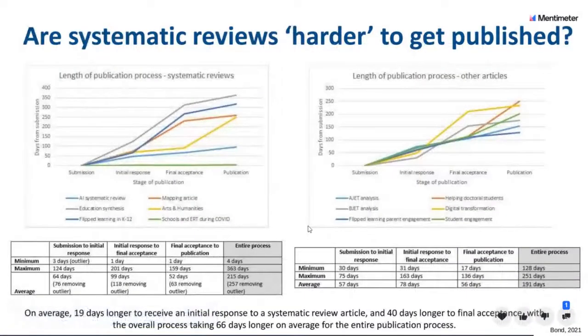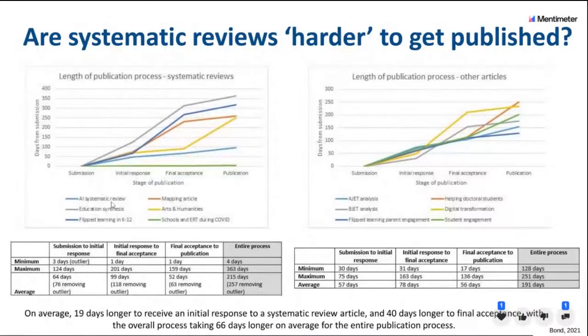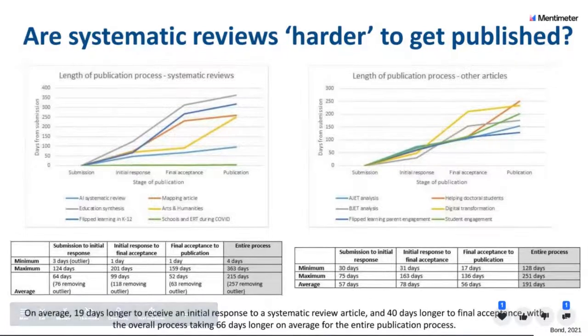And I just wanted to mention before I stop talking and let you ask some questions, before I undertook the latest pandemic reviews that I've just shared with you, I did a little analysis of whether systematic reviews are harder to get published. And I found just amongst the ones that I've done that on average, it did actually take 19 days longer to receive an initial response to a systematic review article that I'd submitted to be published. It took 40 days longer for final acceptance, and the overall process took 66 days longer on average.